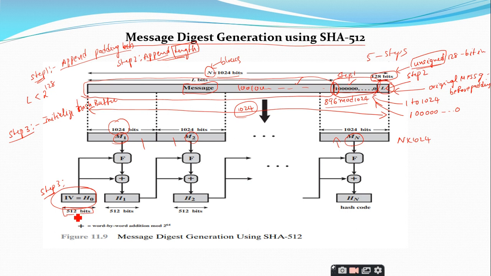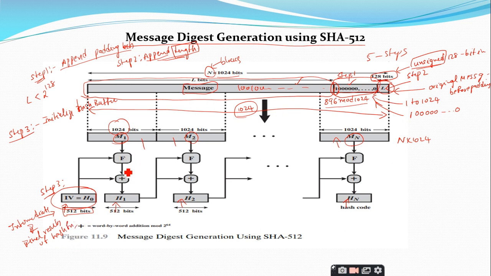And what is the use of this buffer? Why are we going to use this H1, H2 and so on up to Hn, and why are we using this H0, which is the initialization vector? The reason we are using this buffer, the name itself is saying that it is a buffer. Therefore, it is used to hold the intermediate and final results of the hash function.